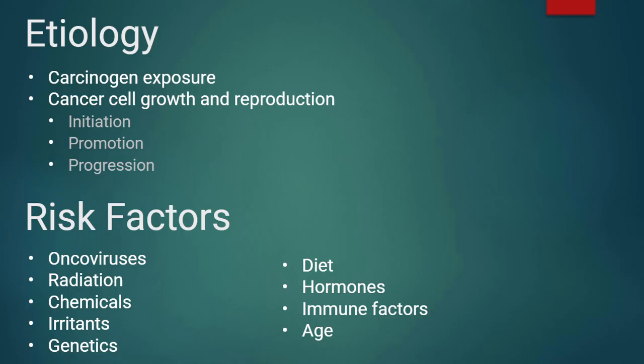Now let's review the etiology of cancer, or in other words, where it comes from and how it develops. One of the biggest causes is carcinogen exposure. Carcinogens are substances that damage DNA and increase the risk of cancer. These can include things like tobacco smoke, radiation, or harmful chemicals.